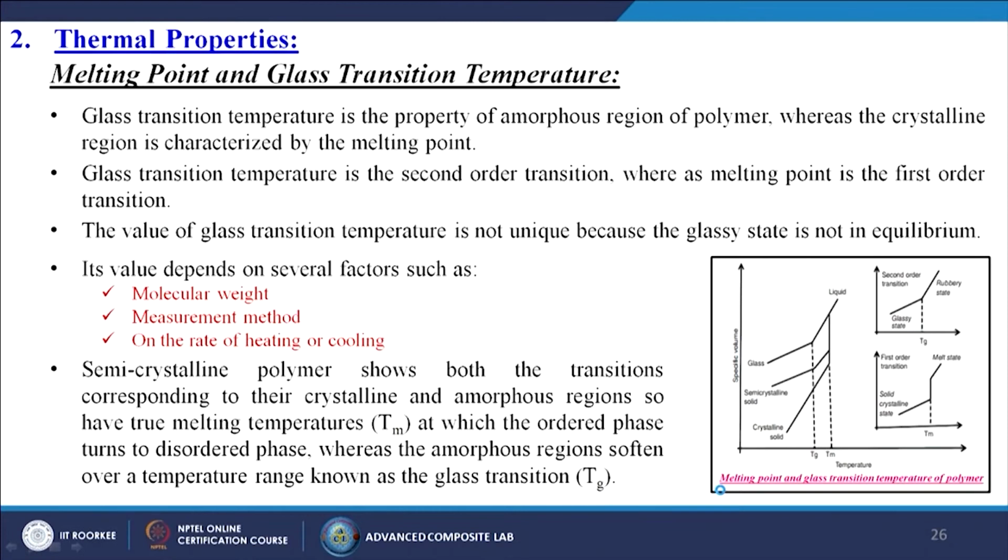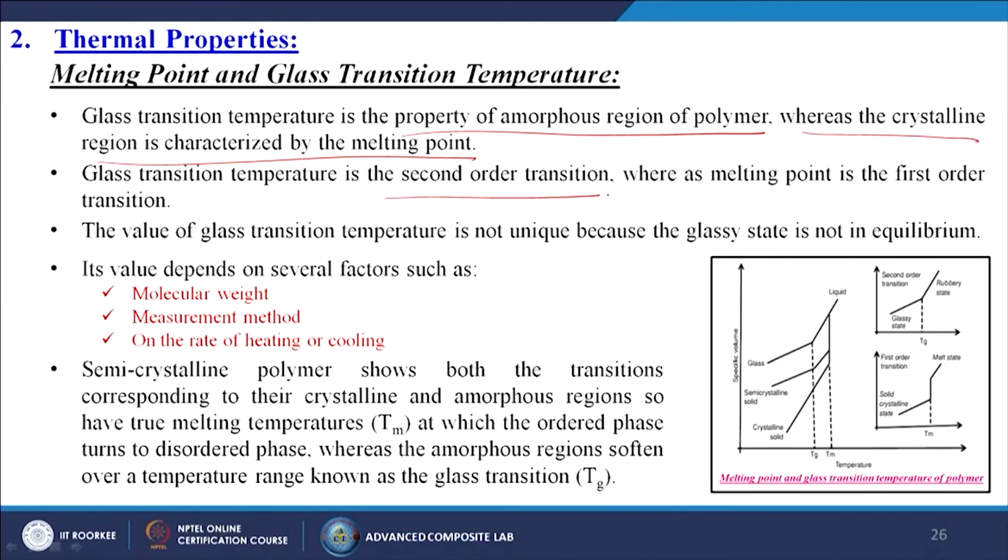Now, we are going to discuss the thermal properties of polymers. When we do any thermal characterization, generally we get two pieces of information. The first one is the melting point, and the other is called the glass transition temperature. These are unique properties of polymers or any kind of elastomeric materials. The glass transition temperature is a property of the amorphous regions of the polymer, whereas the crystalline region is characterized by the melting point. That is why for rubber or elastomers we get the glass transition temperature, and for other polymers we get the melting point.